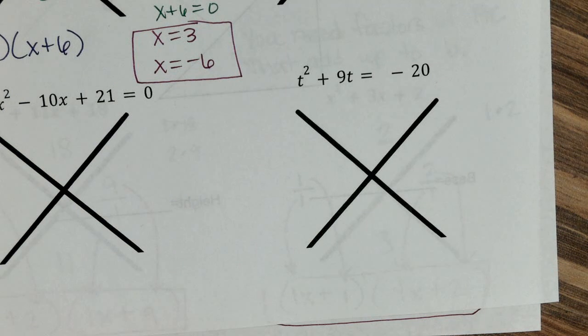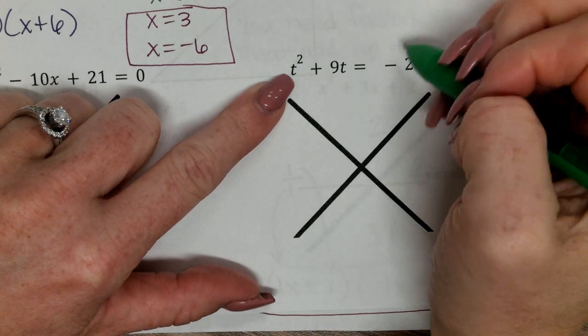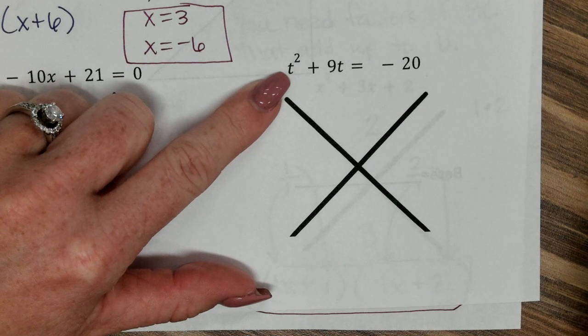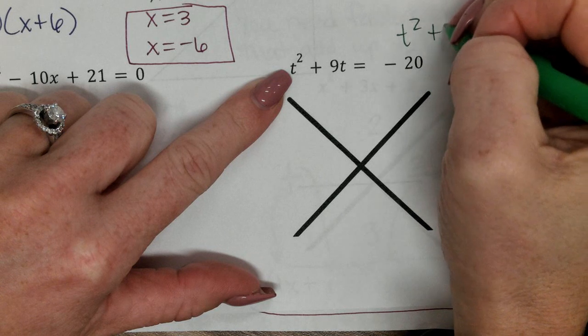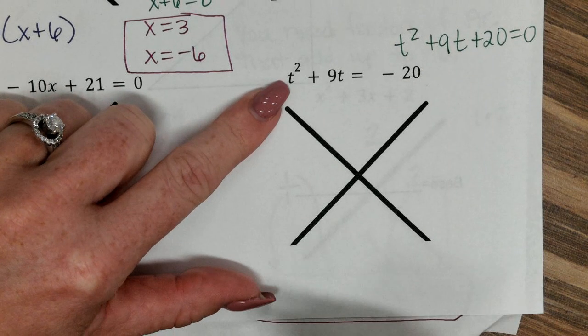Everybody should be sitting up. The first thing I have to do is set this equal to what? 0. So how would I move this to the left? So I have t squared plus 9t plus 20 equals 0.